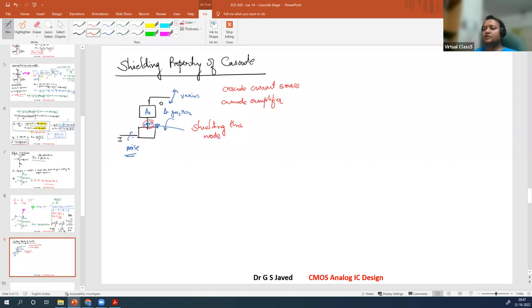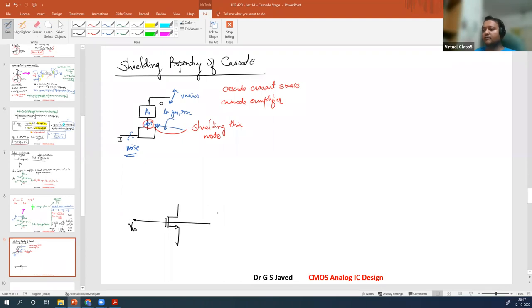So you will start shielding this node here. If you really need to shield that, this property can be effectively used. If you are using this in a current bias, a current source, or a current mirror application, you have a VB coming from a current diode circuit.